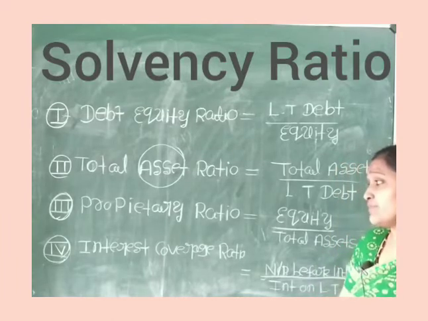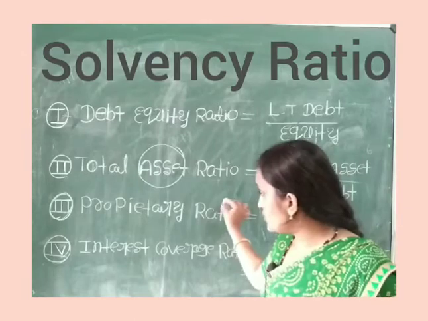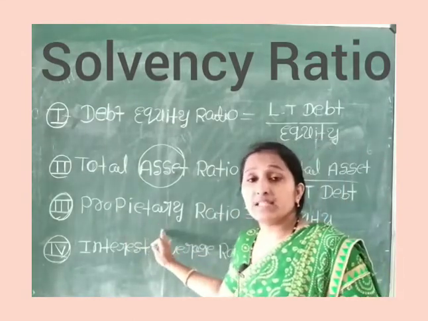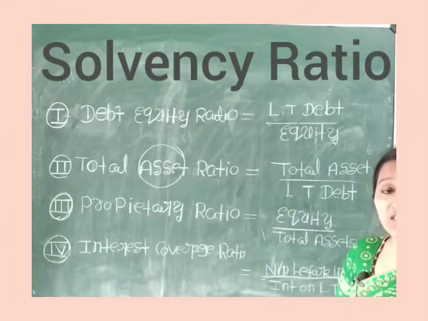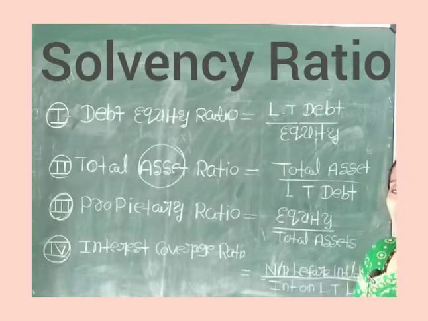And the third one is the proprietary ratio. Proprietary means nothing but the owner of the company. In that case, we are going to calculate the ratio of the owner's capital, which is contributed by the owner.